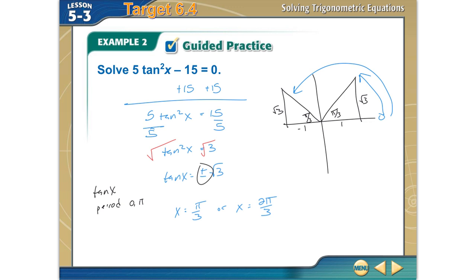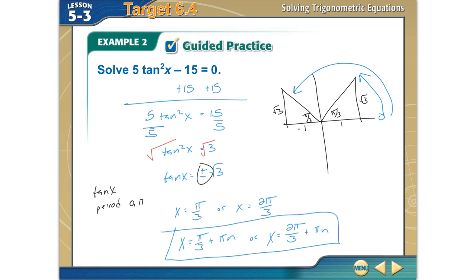Now again, tangent has a period that goes from 0 to pi, or period of pi, I should say. That means we have to add intervals of pi. So ultimately, to show all solutions, because it doesn't restrict us on where we can answer, our first answer would be pi over 3 plus pi times n. And our second answer would be 2 pi over 3 plus pi times n.